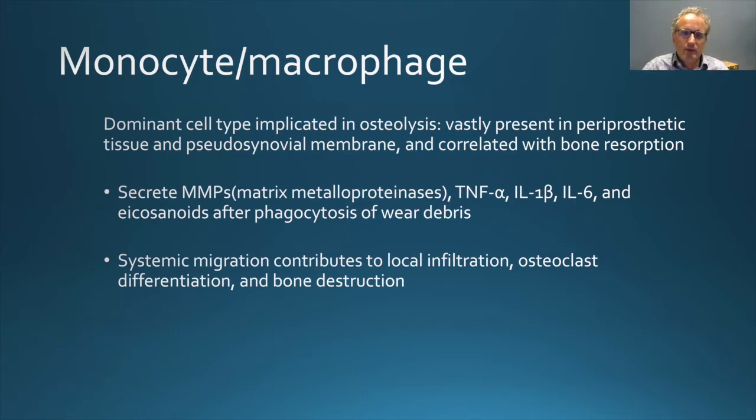So the macrophage, or the monocyte, is a dominant cell type in osteolysis. It's vastly present in the periprosthetic tissue and the pseudosynovial membrane, and it's correlated with bone resorption. And it secretes these matrix metalloproteinases, or MMPs, and they're enzymes that can dissolve the stroma and the fibrous tissue around the hip. It also secretes tumor necrosis factor alpha, interleukins 1 and 6, and eicosanoids to phagocytose the wear debris. Systemic migration of these macrophages also contributes to local infiltration, osteoclast differentiation, and bone destruction.